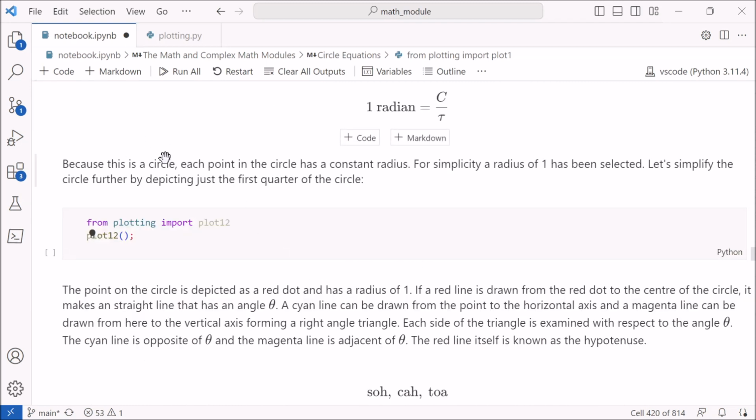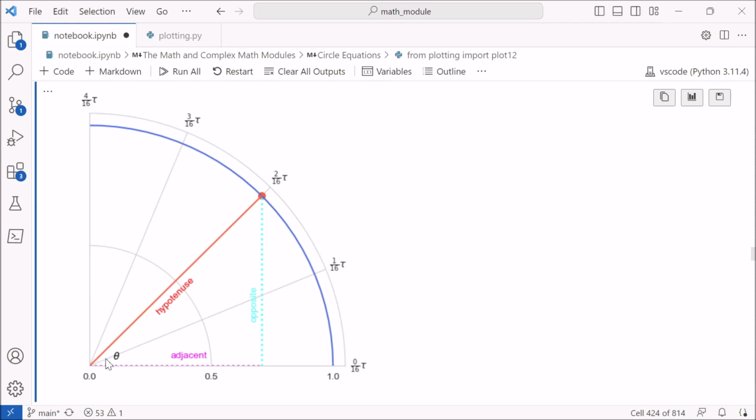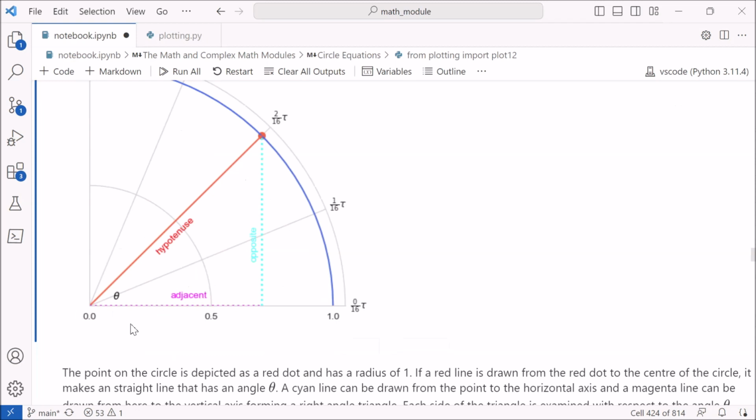So let's simplify the circle further by just looking at the first quarter of the circle. And we're going to use 16ths of tau. So notice we've essentially constructed this right angle triangle. So we've got this angle theta, we've got this hypotenuse, which is the radius, we've got some x value, and we've got some y value. So this is the opposite length to the angle. This is the adjacent length to the angle, and this is the hypotenuse. And this is a right angle.